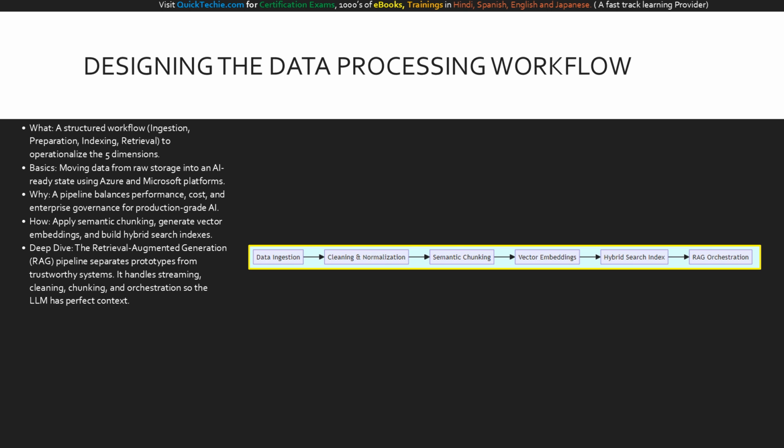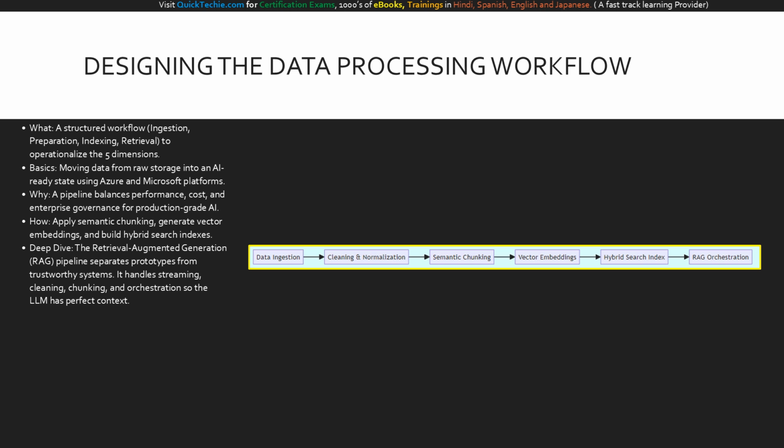How is it done? By applying semantic chunking, breaking documents into logical pieces, generating vector embeddings, and building hybrid search indexes that combine keyword and semantic search. Diving deeper into the architecture, this is what we call a RAG pipeline, or Retrieval Augmented Generation. RAG handles the heavy lifting of cleaning and orchestrating the data so that by the time the prompt reaches the large language model, the context is absolutely perfect.